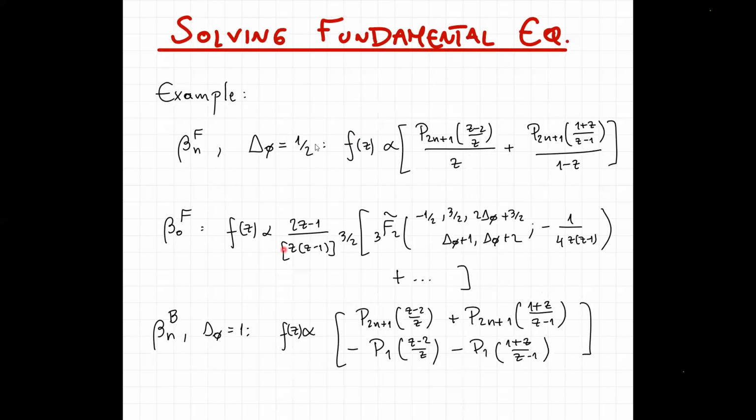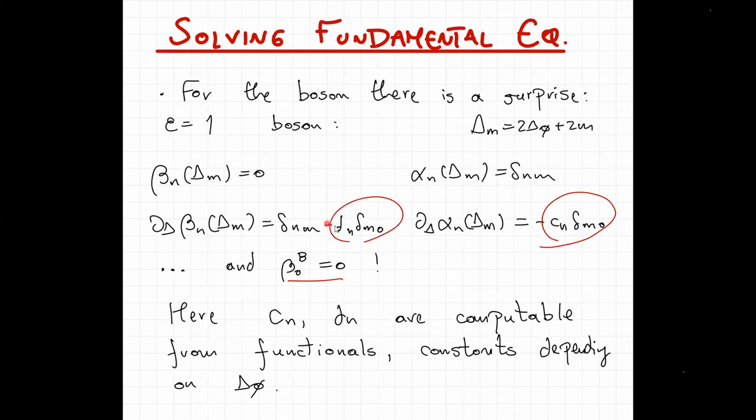So these are just some examples of the functional kernels. For instance, for the fermionic functionals for delta phi equals 1/2, you can just explicitly write down f(z). You see it's simple, it's just some Legendre polynomials. And this is the result for general delta phi, it's more complicated. This is just to tell you that we have the explicit solutions. I don't have a lot of time, so I'm not going to dwell on it.